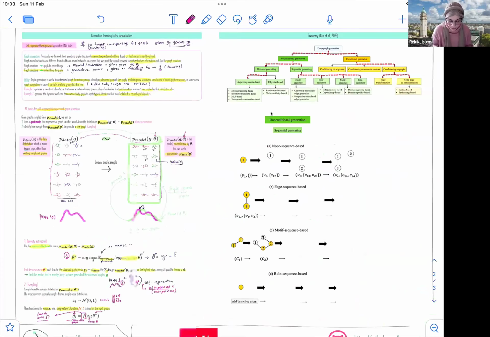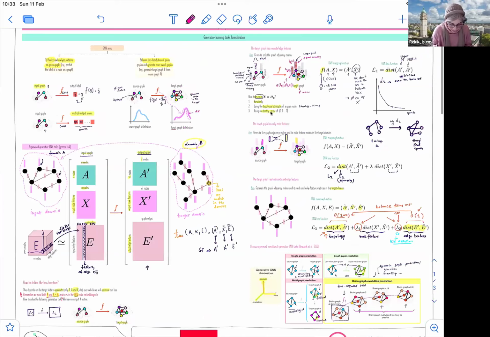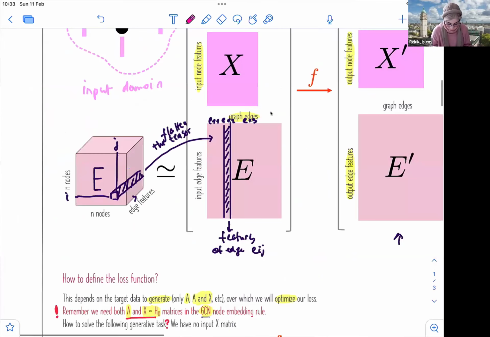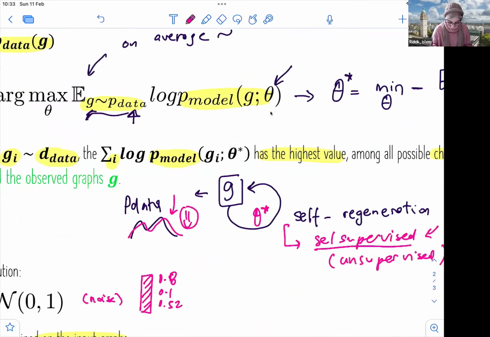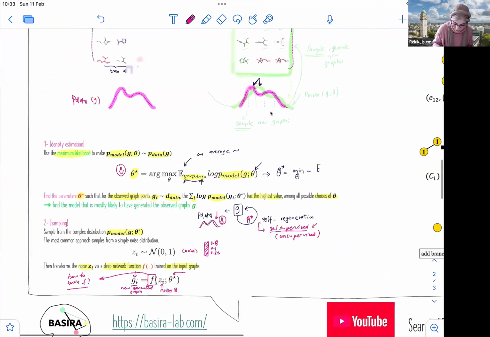And yes, these were the two sections. The first one is on a few examples of unsupervised generative GNNs, and the second one on unsupervised, where we had the self-supervision, the self-regeneration, where we try to match the input data itself. So we don't have a target data, we have only the input data that we're going to use without any extra information to do the generation at this stage. Okay, cool.